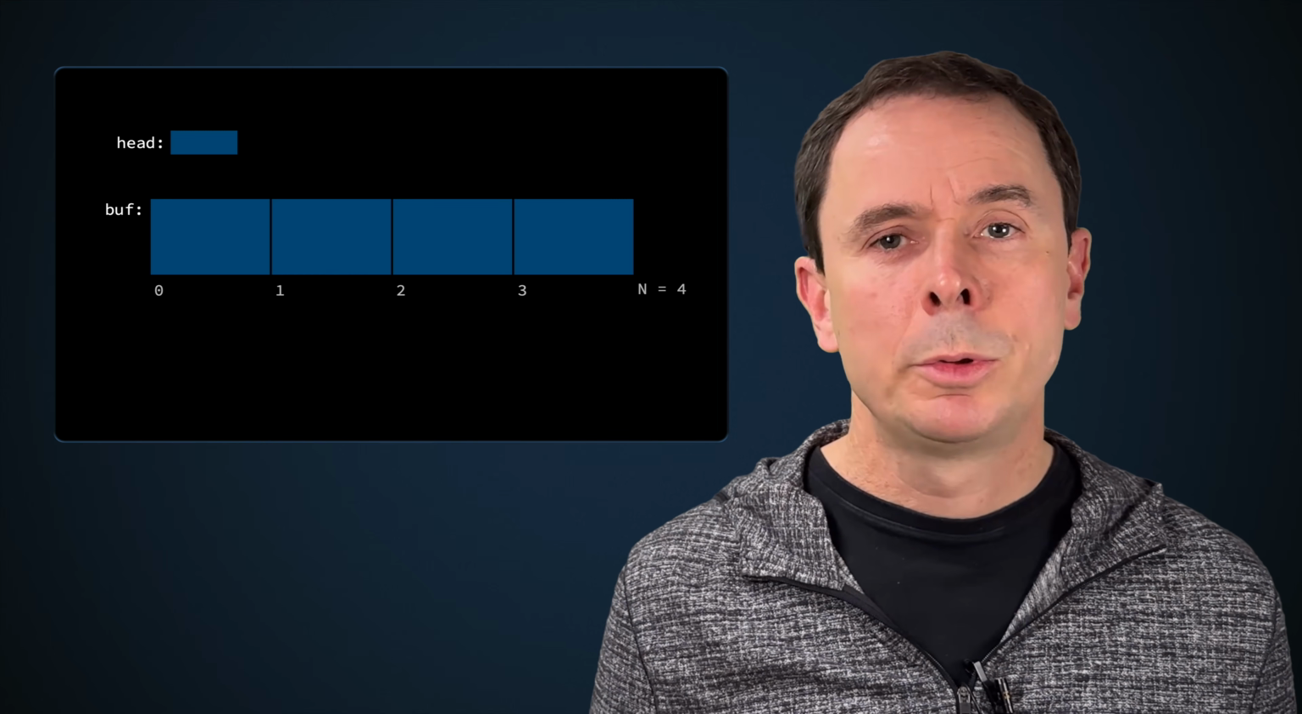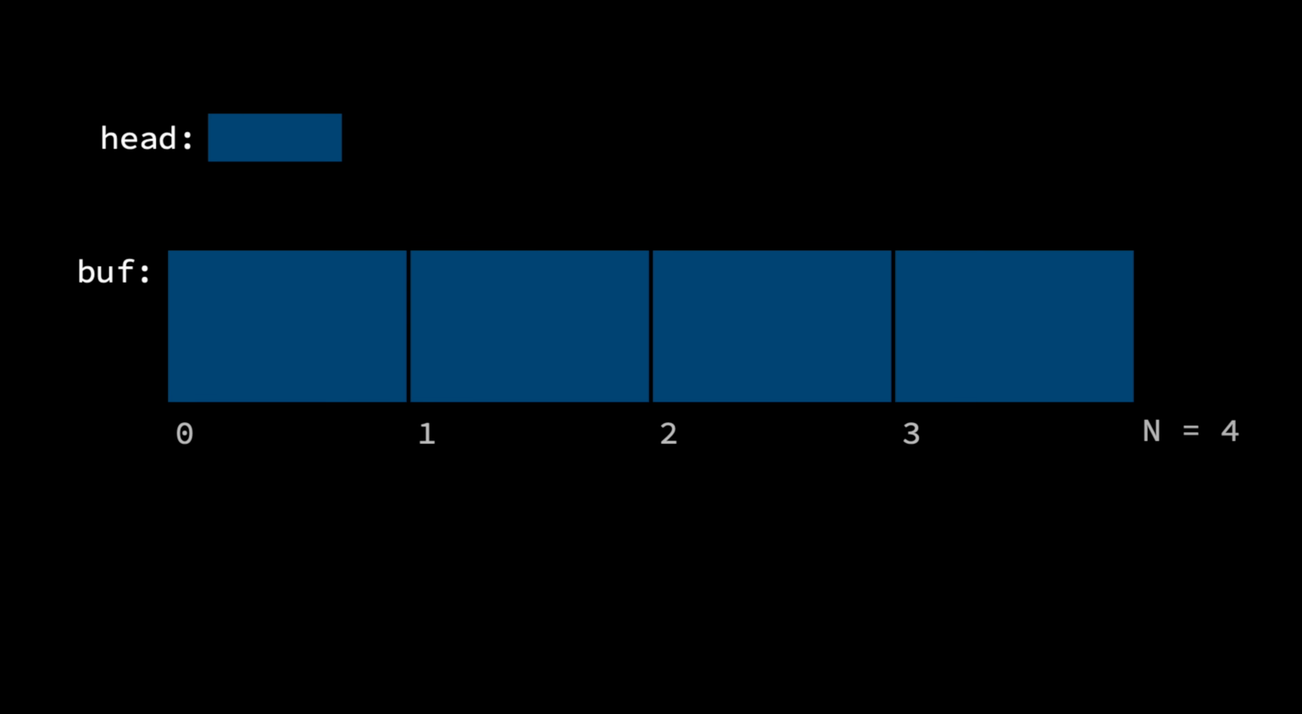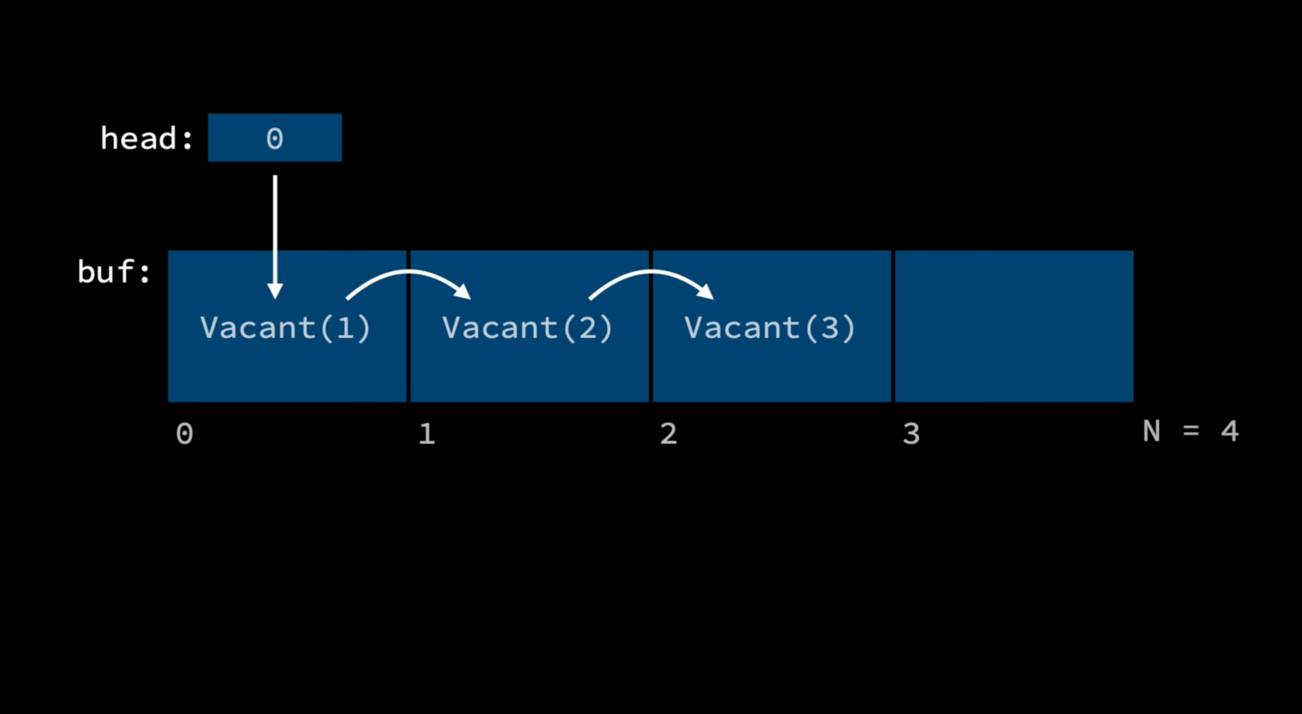Let's walk through an example so you can see how this is supposed to work. First, we have to initialize this thing. We're going to set head to 0, meaning index 0 in the array is the first vacant entry. We initialize that entry to the vacant variant, pointing to index 1 as the next vacant entry on the list. Entry 1 will be vacant, pointing to index 2 as the next vacant entry. Entry 2 will point to entry 3, and so on. The last entry in the list will point to index N. In this example, N is 4, which is just past the end of the array.